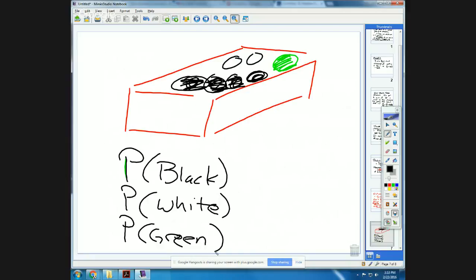But I can clearly see there's 4 pairs. So how many sock pairs do I have altogether? There's 7, right? So what's the chance of getting black? 4 out of 7. And how about whites? 2 out of 7. And how about green? 1 out of 7.